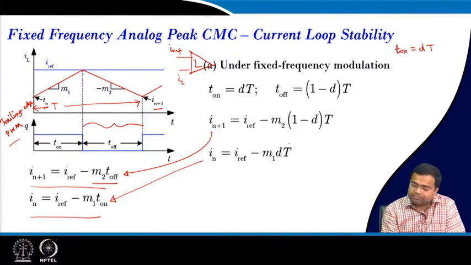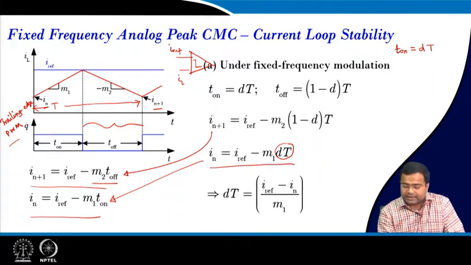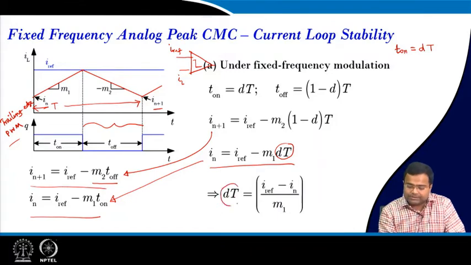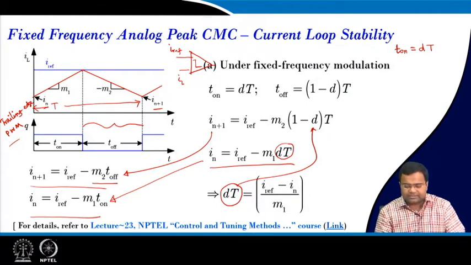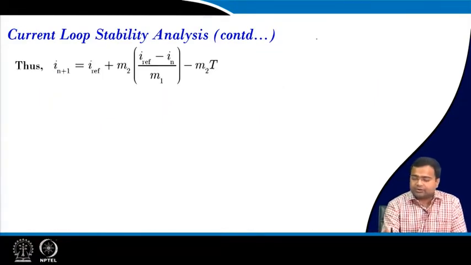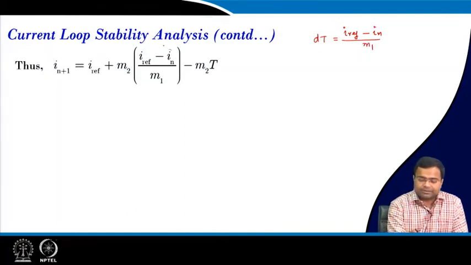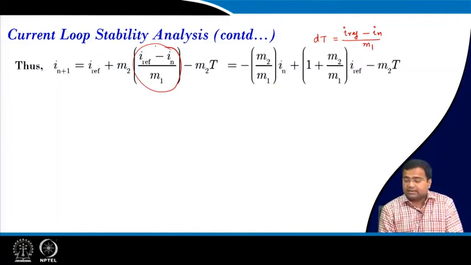Then we want to replace this intermediate variable dT in both the equations. So, dT from this equation is IREF minus IN by M1. Now, we want to replace this dT term in the other equation, and the details of these derivations are discussed in our previous NPTEL course in lecture number 23. So, dT is equal to IREF minus IN by M1, and that we have substituted here, and then we will get the full expression.